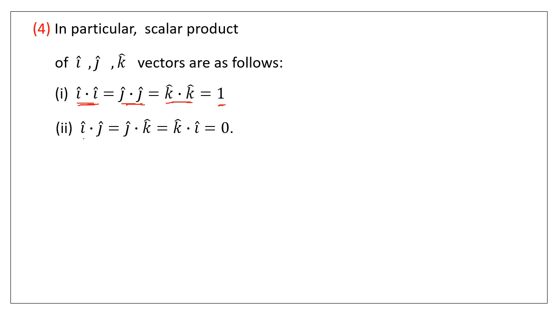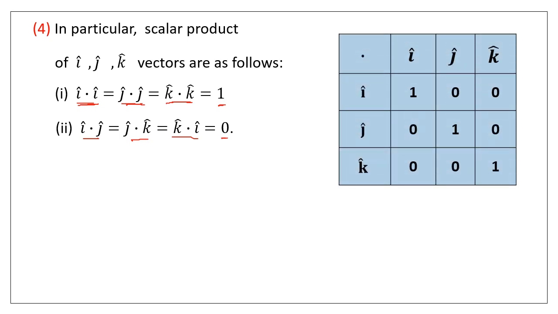And for the second, i cap dot j cap equals j cap dot k cap equals k cap dot i cap gives us 0, since these two vectors are perpendicular. So cos 90 gives us 0. Means when the vectors are perpendicular, we get their dot product as 0. We will see it from the diagram also. See the diagram, i cap dot i cap gives us 1 and j cap dot j cap gives us 1. Also k cap dot k cap gives us 1 and the remaining all are 0.